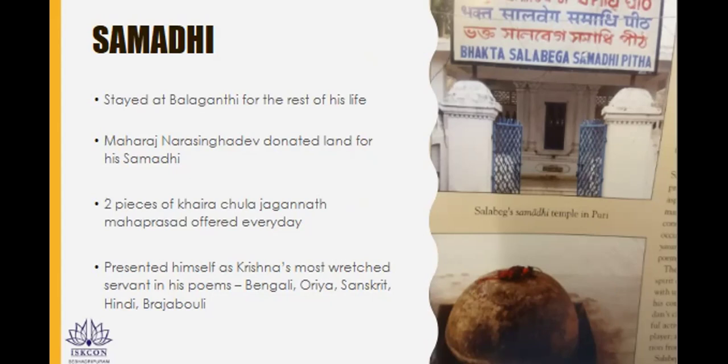So every day 2 pieces of Khaira Chula Jagannath Mahaprasad are offered there, near the Samadhi for him. So he presented himself as one of the wretched devotees of the Lord. You see, this is the mood in which we have to approach the Lord. Trunadapi sunichena taroriva sahishnuna amanina manadena kirtaniya sadahari. The mood in which we approach the Lord is that we consider ourselves to be humbler than a straw on the street. Then we get the mercy of the Lord.